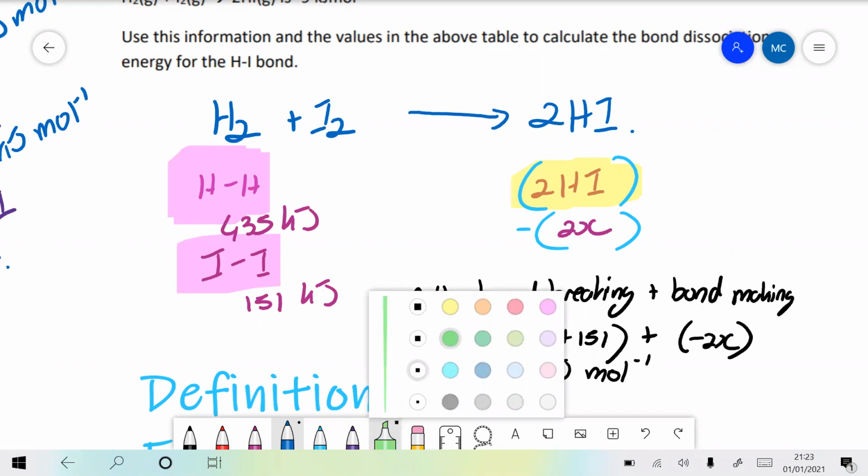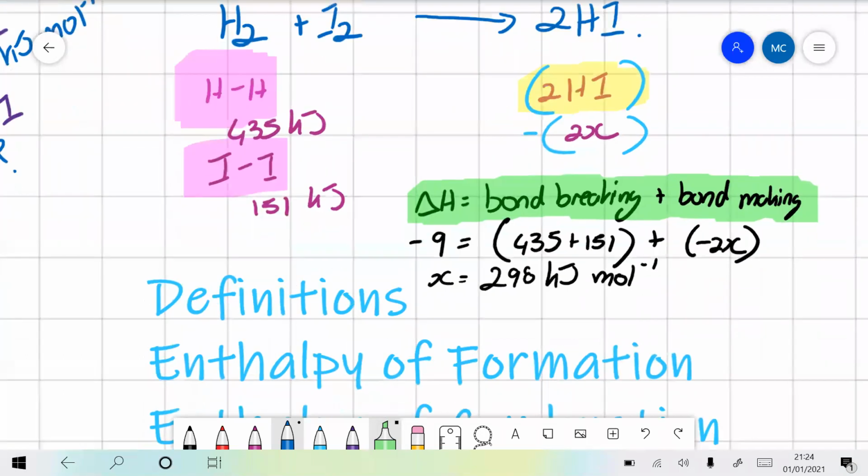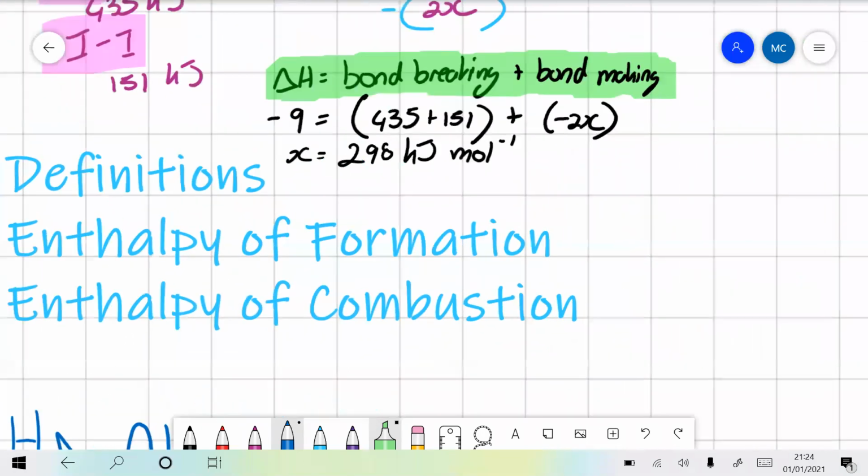Very important. The equation that we use for this would be delta H is equal to bond breaking plus bond making. Bond making is always exothermic, therefore it's going to always have a negative sign. But it's important to have the plus bond making, okay? And then you put the negative sign for showing that it is an exothermic reaction. The definitions, we have two definitions. We did the definition of enthalpy of formation and enthalpy of combustion.